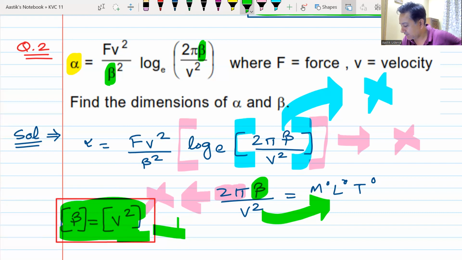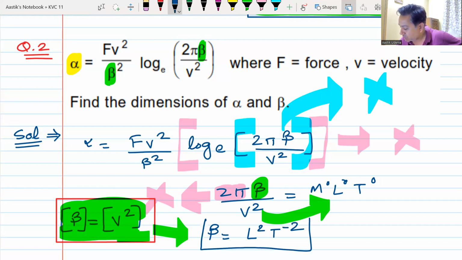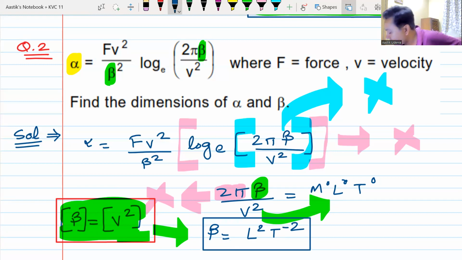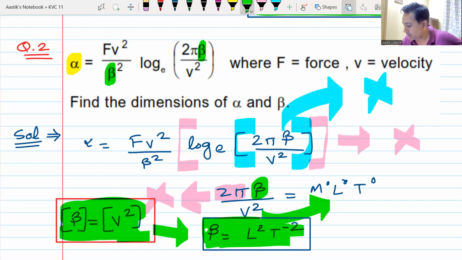Do we understand this? Yes or no? Yes, sir. Understood, sir. Then we get the dimension of beta. The dimension of beta would be simply equal to the dimension of v square. So it is L square t minus 2. And that is my first answer, the answer to the green question. I hope everyone has understood this.